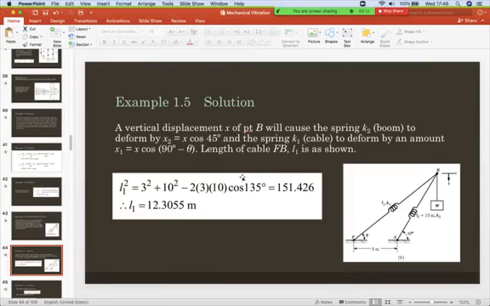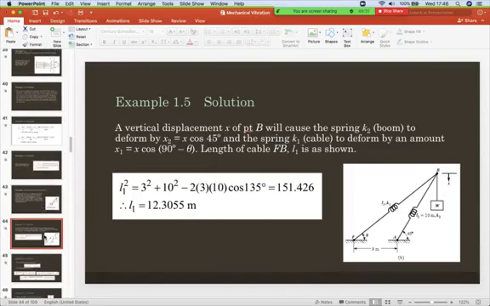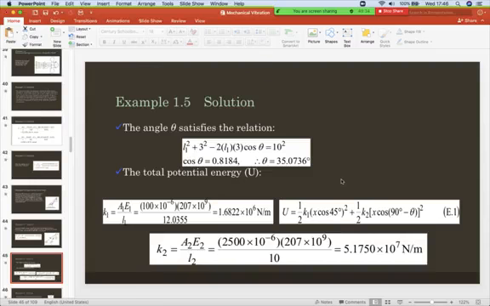With that knowledge, we come to realize now that even this kind of engineering problem has led to the application of vibration analysis in order to determine the length of the cable. No? And that's, I think, very awesome, guys. Awesome. No? So again, the angle theta satisfies the relation. No? Okay. So this is the formula. So that satisfies cosine theta is 0.8184. Therefore, theta is 35 degrees.